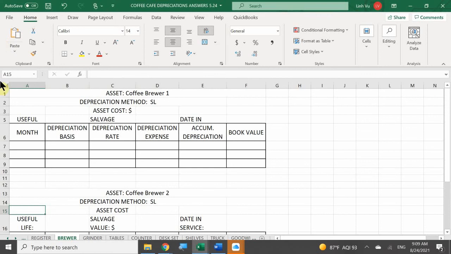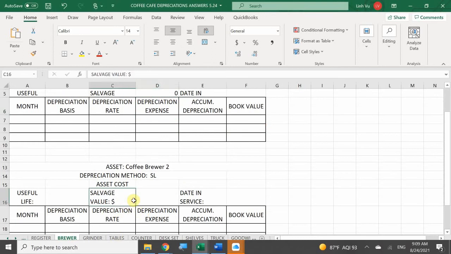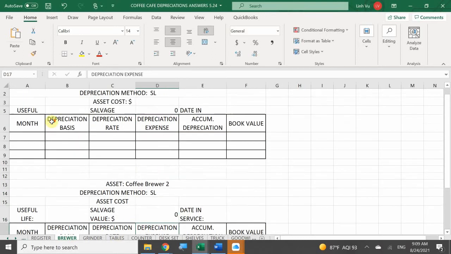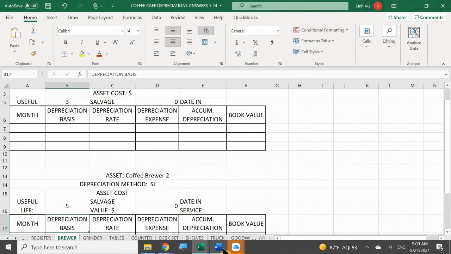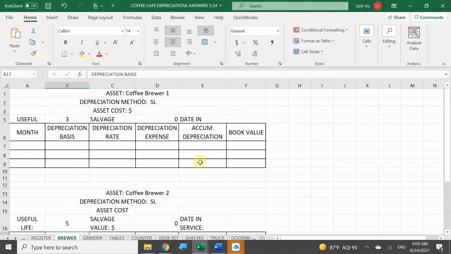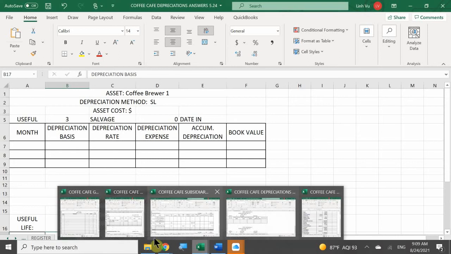We know that the salvage value is 0 for both of them. Now, the estimated useful life: they said that the first one only has 3 years left, and the second one has 5 years. So now we need to determine when we bought it and how much it was worth. So, where do we find that?